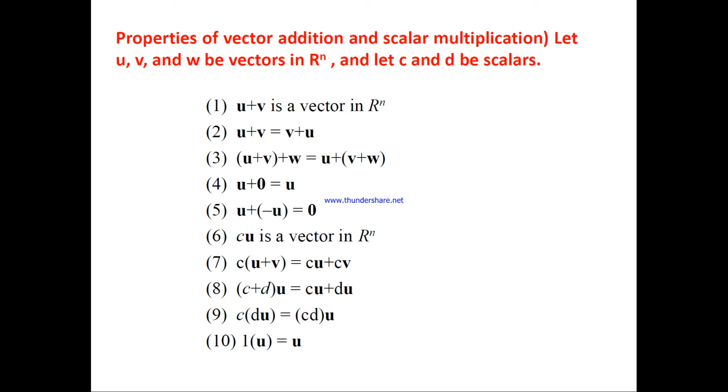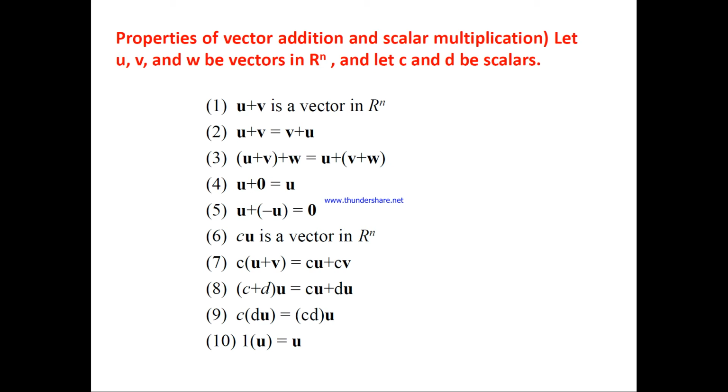Now, properties of vector addition and scalar multiplication. There are certain properties which we need to look into, and all these 10 properties are very important for us to understand vector spaces. The first property is, when I add u and v, think u and v are two vectors, then that should also be a vector in R power n. After addition of u and v, the result should also be a vector in R power n. Then the addition of u and v vectors should be equal to the addition of v and u vectors.